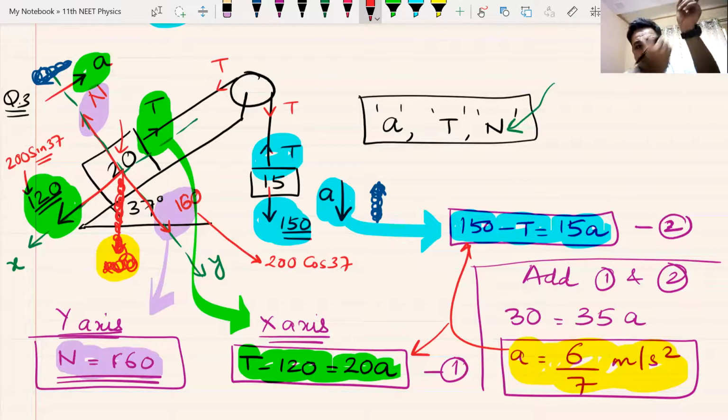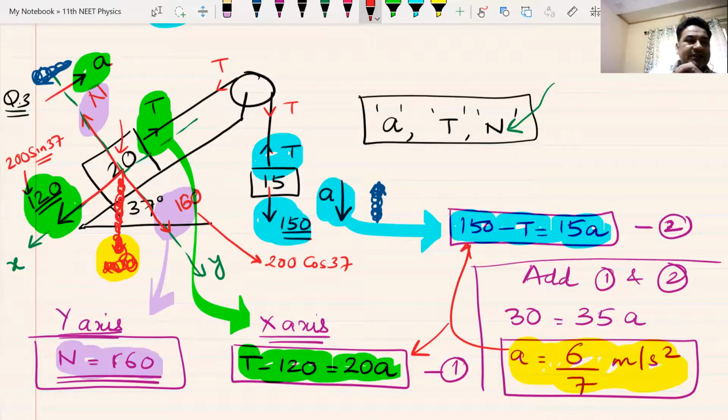N is upwards, 160 is downwards. The 20 kg block does not move along the y-axis, so N becomes 160. The 20 kg block is moving upwards, T is upwards. T minus 120 is 20A. That is the equation along the x-axis for the 20 kg block. I add both the equations. 30 is equal to 35A and A becomes 6 by 7.